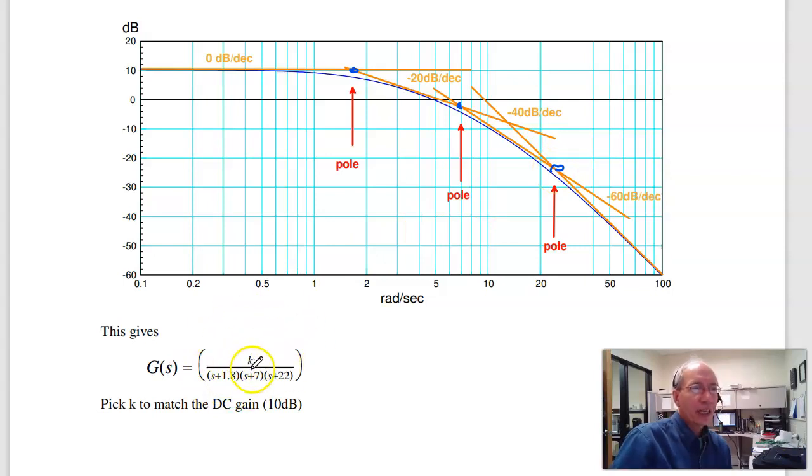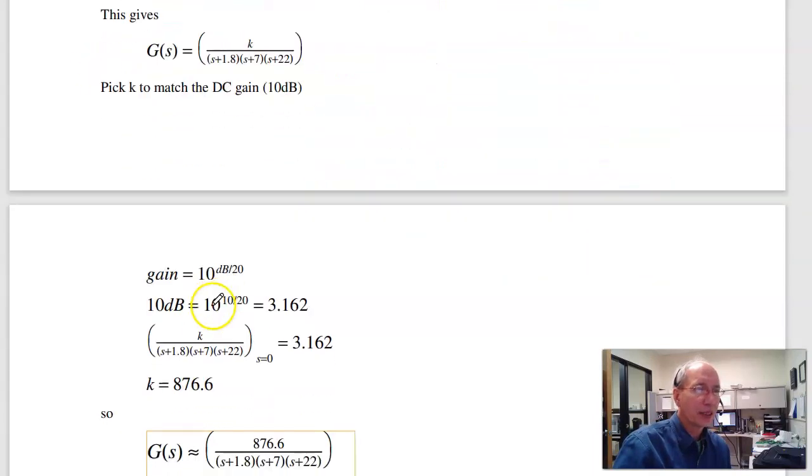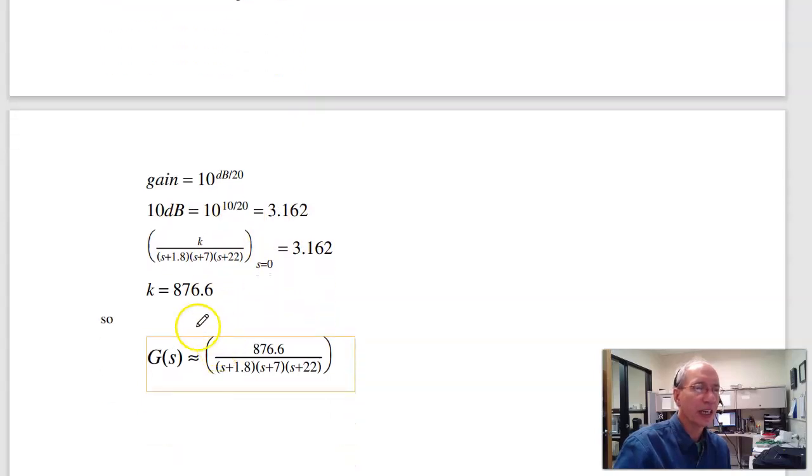To find K, pick a frequency and match the gain. If I just say DC gain is 10 dB, then 10 dB is 3.16. Pick K so that the DC gain is 3.16, and you get K is 876. So there's G of S, and your answers are going to vary a little bit. Depends how you draw your graph. Where the corners are will vary with each person, but it should be something kind of like this. Something 1.8-ish, 7-ish, 22-ish.